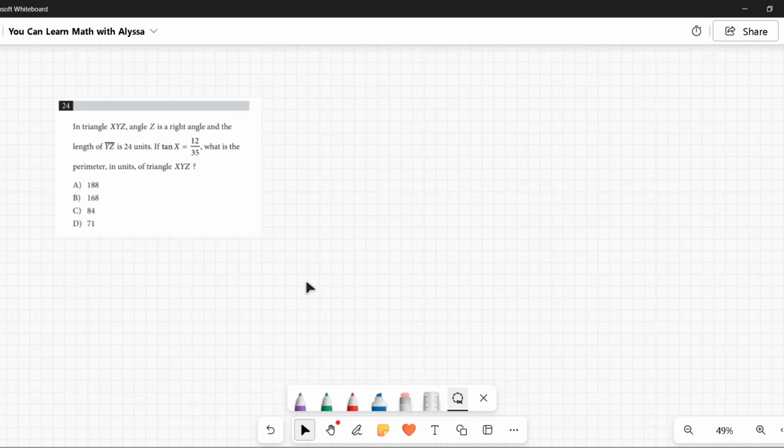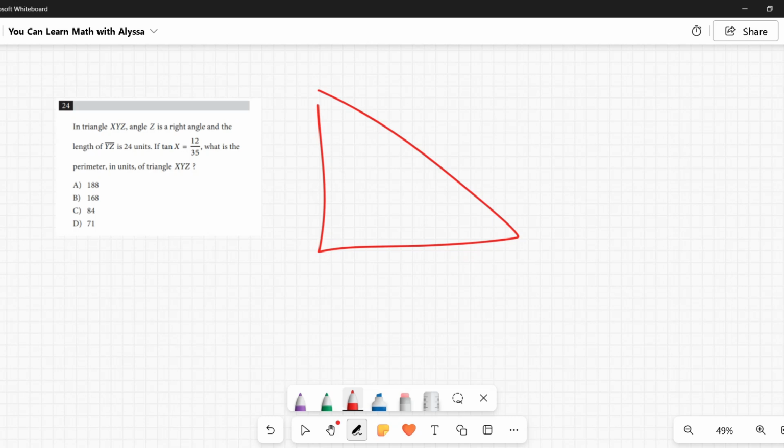Number 24. In triangle XYZ, angle Z is a right angle. Okay, so I immediately go, all right, got a right angle, Z is the right angle, XYZ. I know I haven't drawn it to scale, but I just want a visual reference, something I can start writing on. The length of YZ is 24 units, okay? If the tangent of X equals 12 over 35, what is the perimeter in units of triangle XYZ?